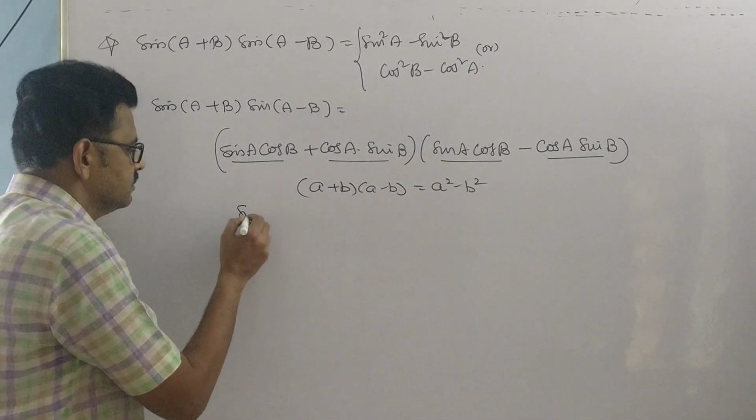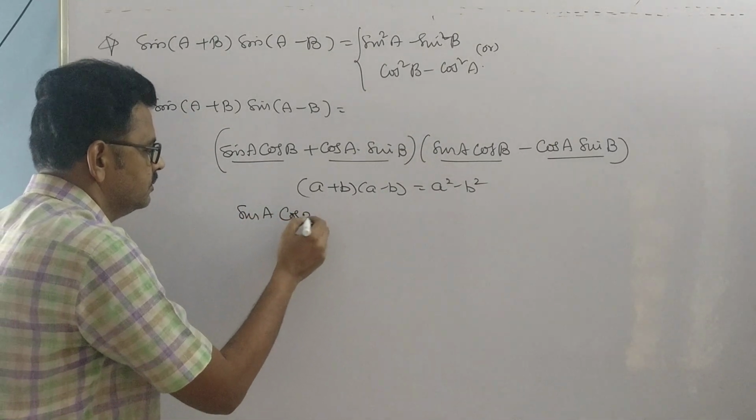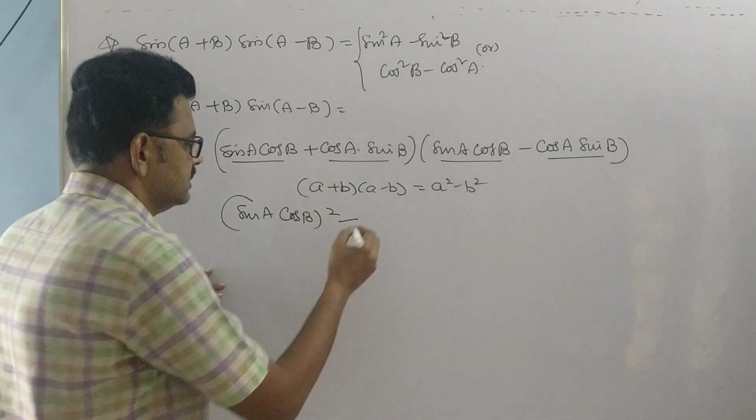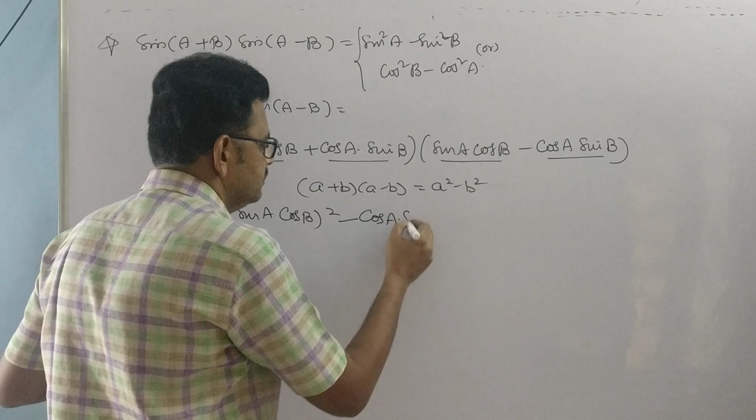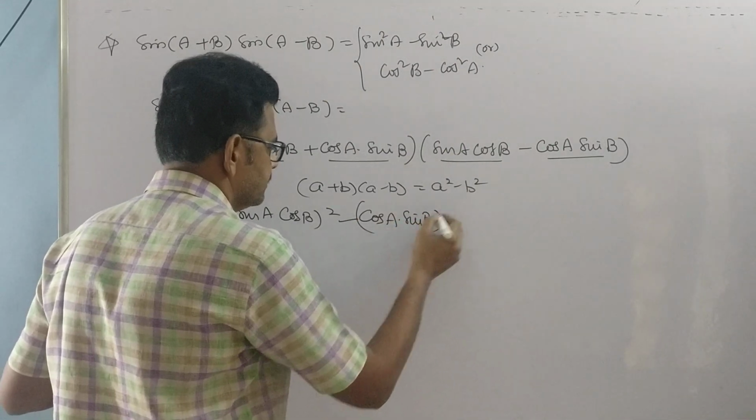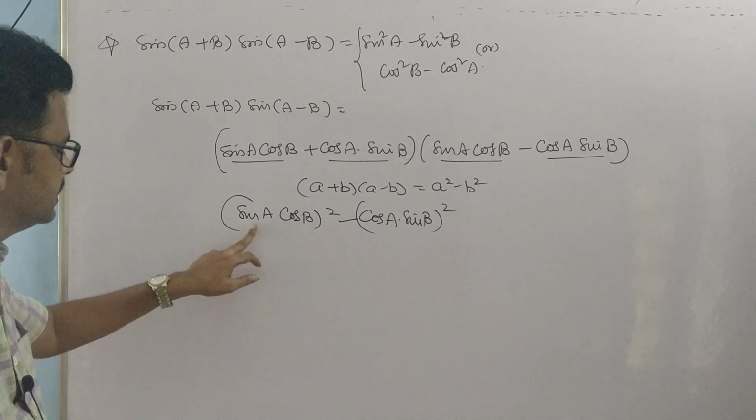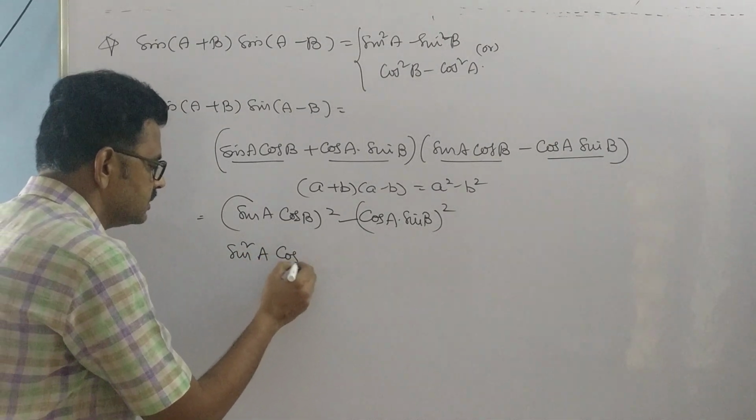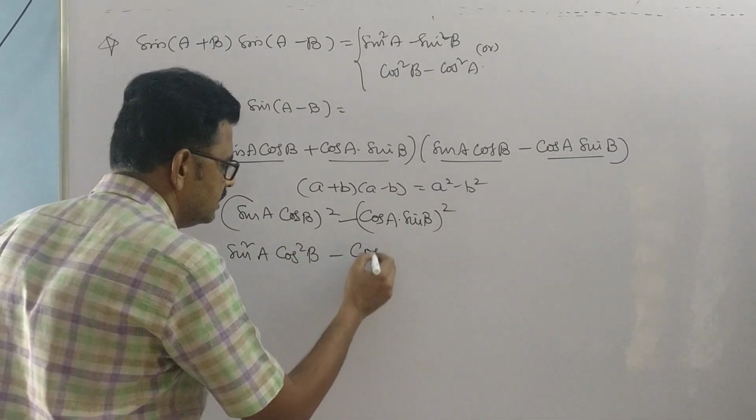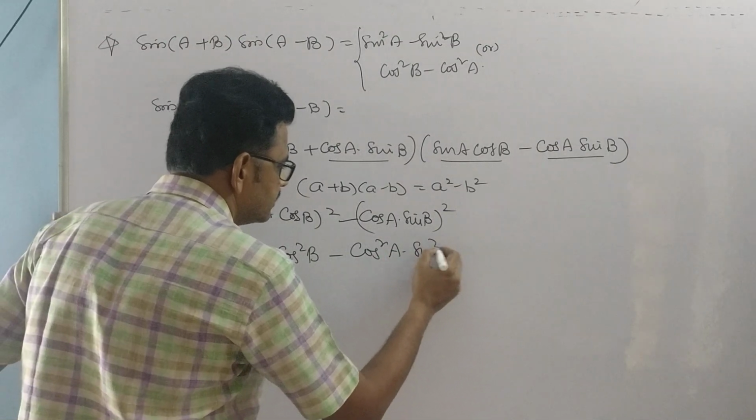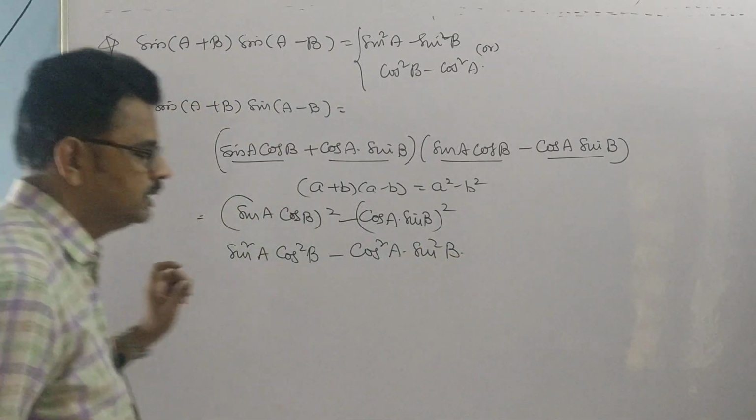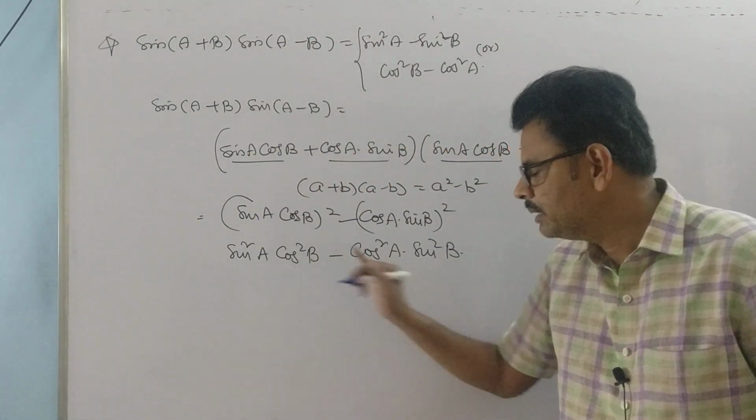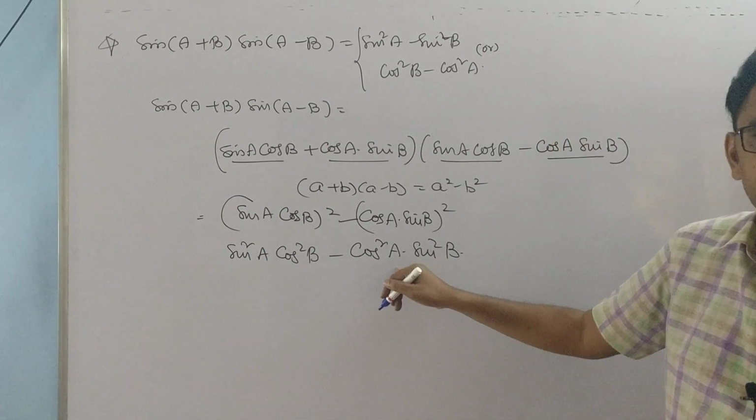A plus b into a minus b, a square. What is a square? So this is sine A cos B whole square minus b square. B square is cos A into sine B whole square. That is equal to what? So this is equal to sine square A into cos square B minus cos square A into sine square B. Now this completely convert in terms of cos or sine. I can convert cos in terms of sine. There also cos, I convert in terms of sine.